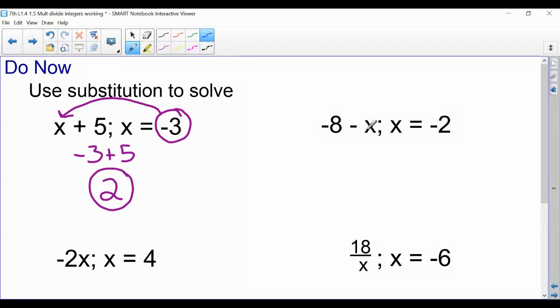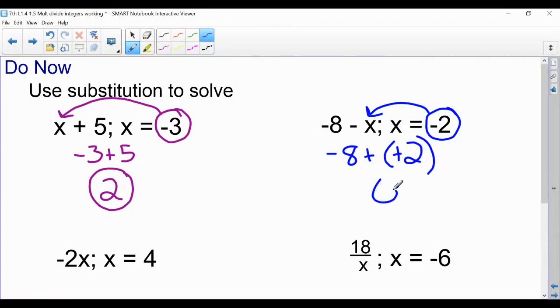Next one, negative 8 minus x, where x equals negative 2. Negative 2 goes where the x is. Remember to bring over the whole thing. Bring over the negative 2. So we have negative 8 minus, and then we have that negative 2. Add a line, change the sign, changes our problem to -8 plus 2. Different signs, find the difference. 8 minus 2 is 6. Answer gets the sign of the larger value, so our final answer is -6.